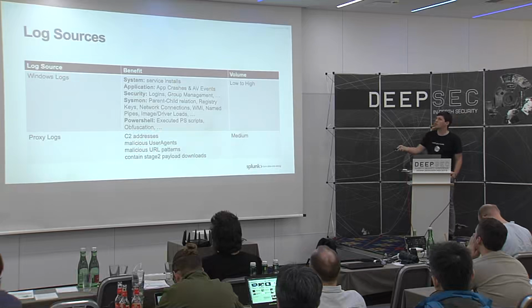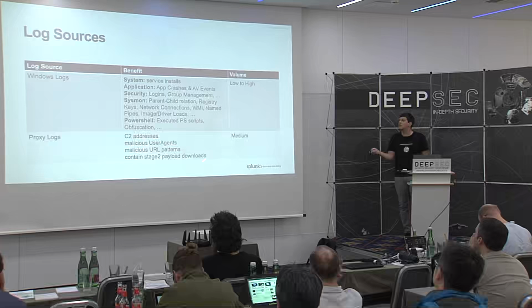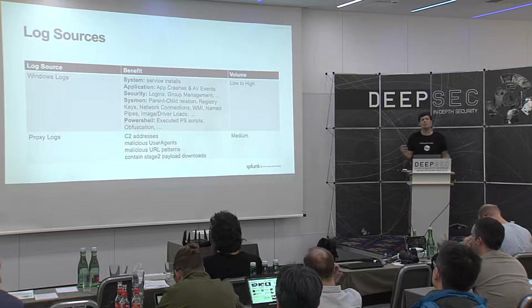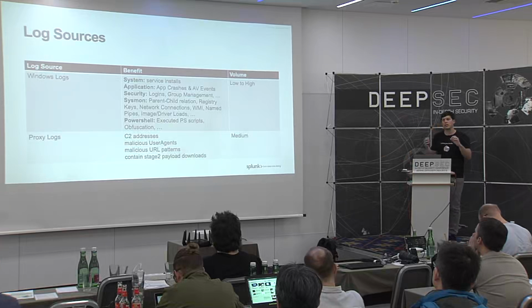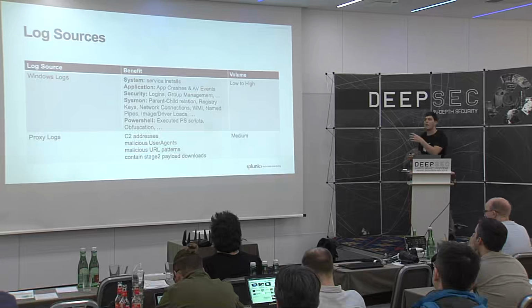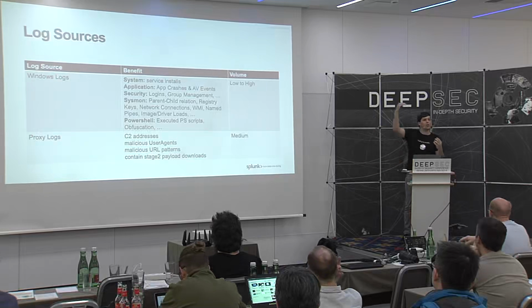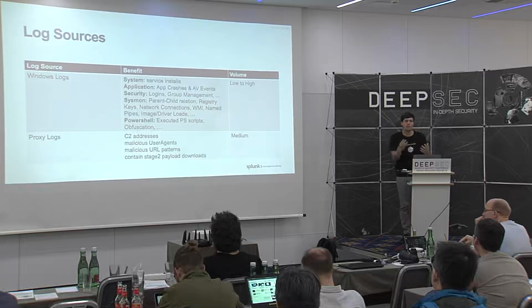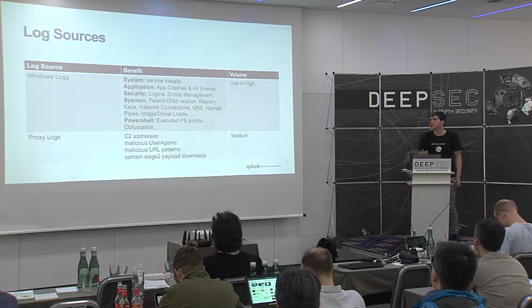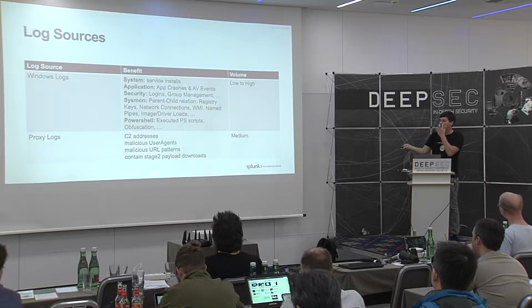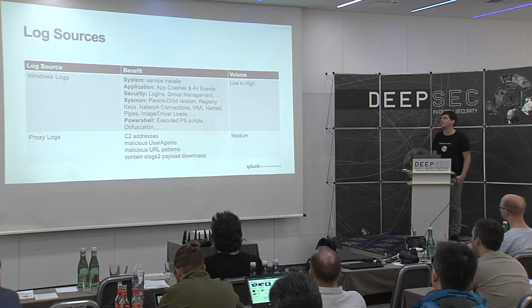Then we have proxy logs. There you see a lot of command and control traffic, malicious user agents, malicious URL patterns, and you often see the stage 2 payload. Normally, when they try to exploit us, there's a stage 1 malware, which is tiny and small. It's only used to load a bigger malware, which has all the features to move laterally through our environment, and so on. Which means when you use proxies, we can see the stage 2 payload.